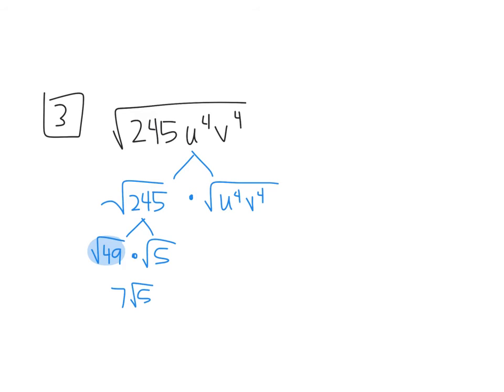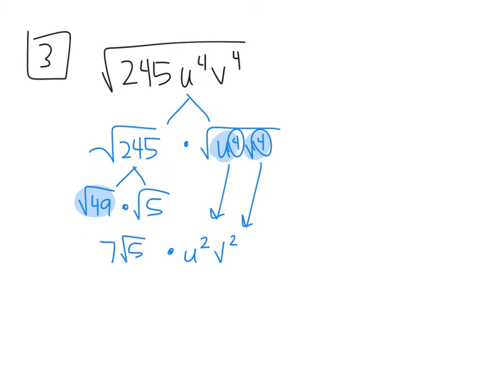Okay, when I look at my variables, I ask myself, are both of my exponents even? In this case, yes, they are. Both of them are 4. So when I take the square root of both of those, I'll be left with u squared and v squared, right? Because you're dividing the exponents both by 2 to get your final answers for your exponents. So when I'm writing out my final answer, I'm going to combine my like terms. So I've got 7u squared v squared times the square root of 5.